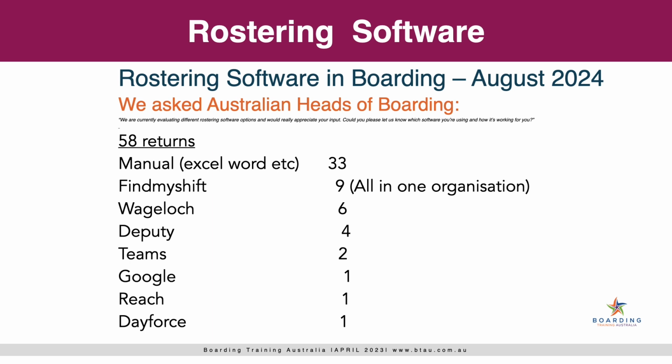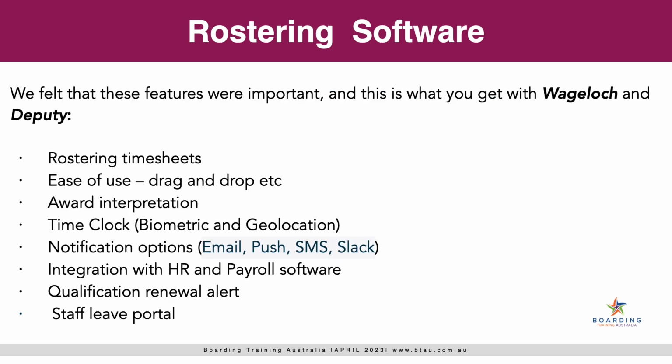They do this manually on Excel or Word or something like that. Find My Shift software is all in one organisation. WageLock and Deputy are probably the next most popular. We looked at each of these and what we were wanting to find out is, do they have rostering, timesheets, the ease of use, drag and drop function, etc.